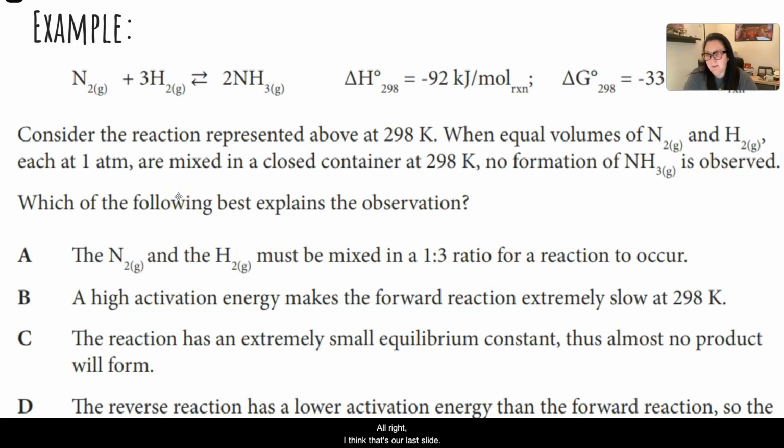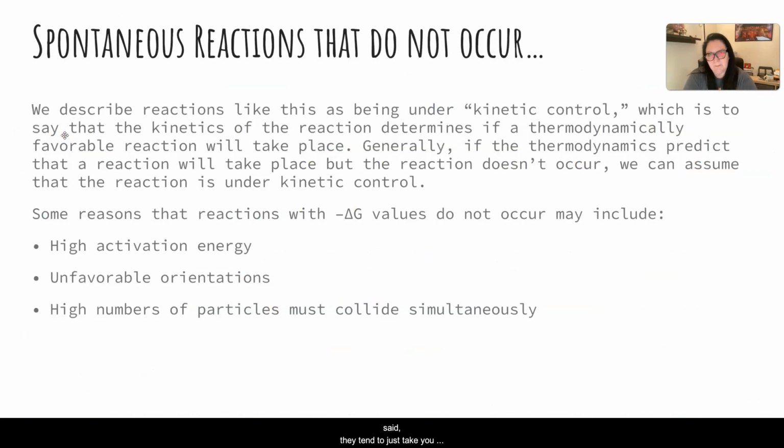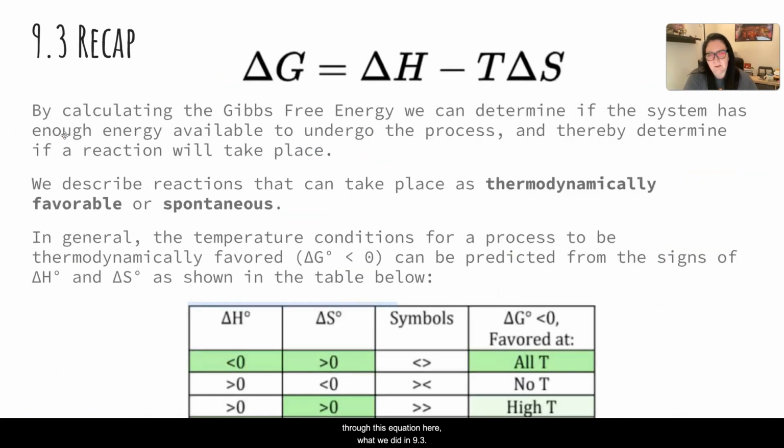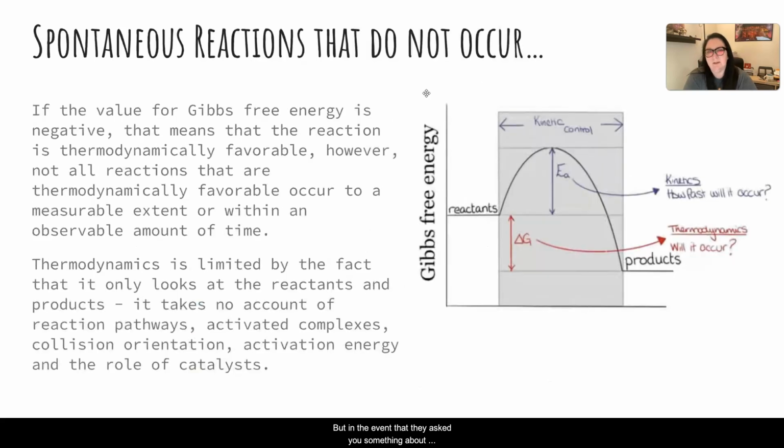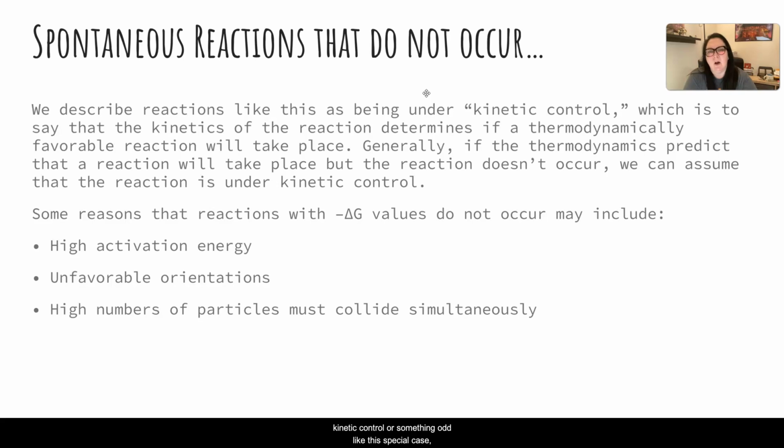All right, I think that's our last slide. That was easy, right? So 9.4 isn't super heavy on the AP exam because, like I said, they tend to just take you through this equation here, what we did in 9.3. This is where you're going to spend most of your time on delta G on the AP exam. But in the event that they asked you something about kinetic control or something odd like this special case, then you've at least been exposed to it.